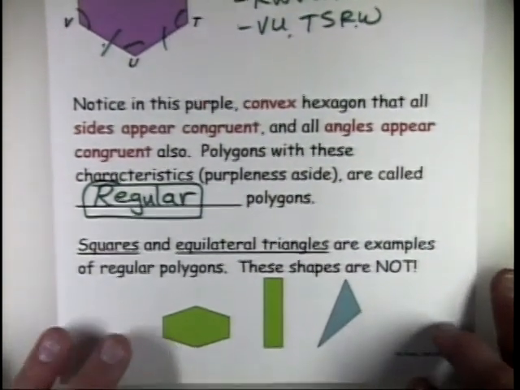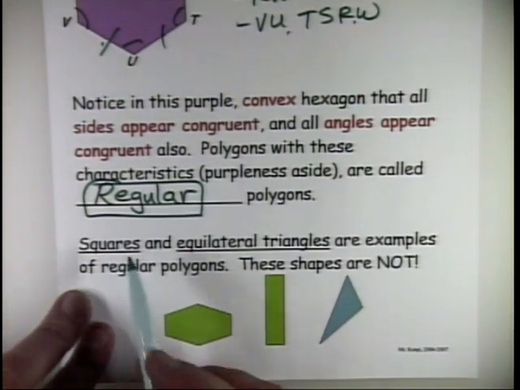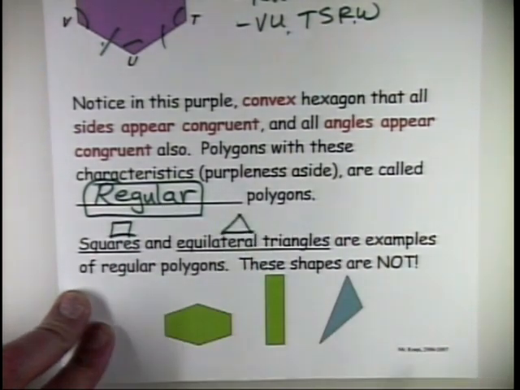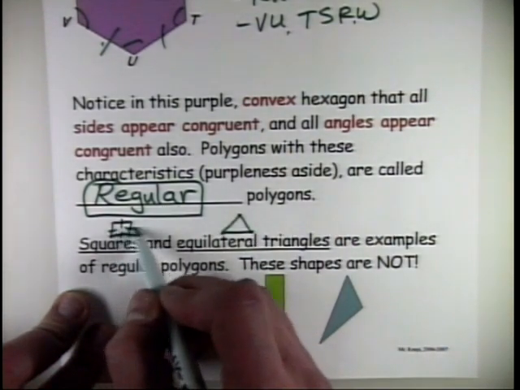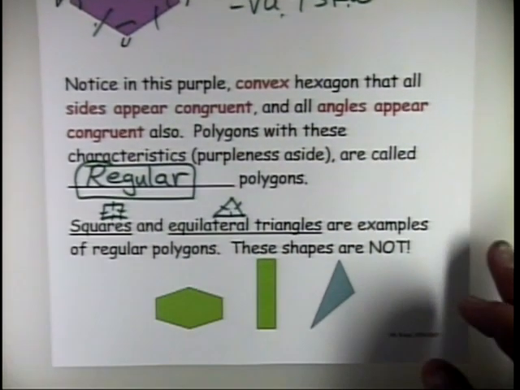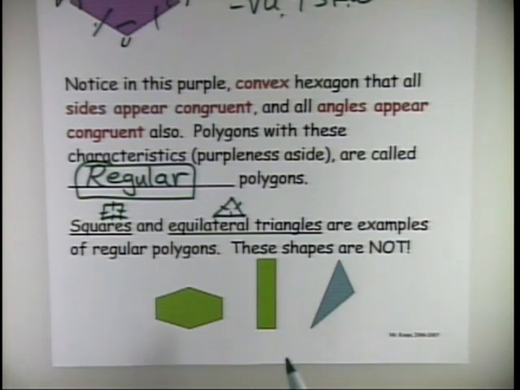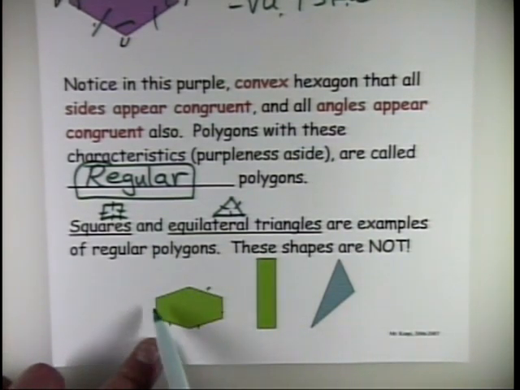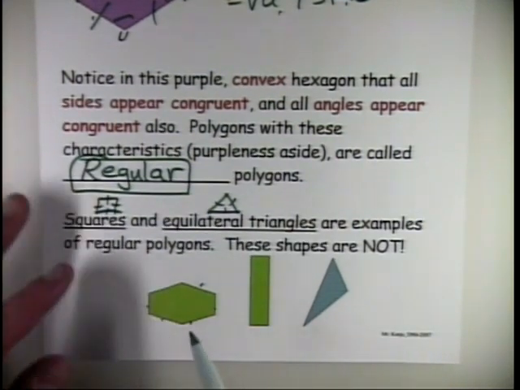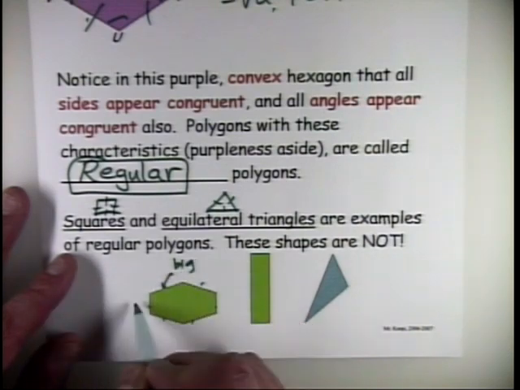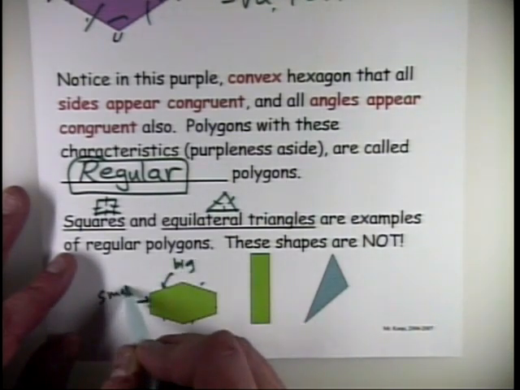Now let's look at some regular polygons. Squares, remember from a previous episode, and equilateral triangles are examples of regular polygons. All the sides are equal and all the angles are equal. These types of shapes are not regular polygons. We've got this guy here. He's a 1, 2, 3, 4, 5, 6-sided hexagon. But this side here looks big, and this side here looks small.